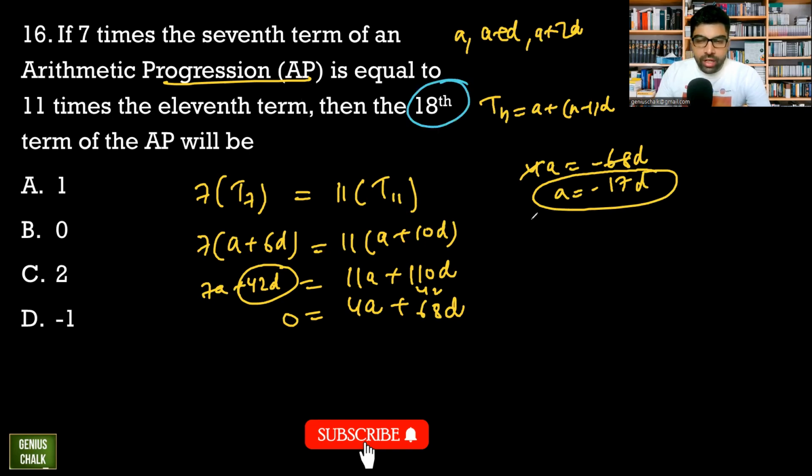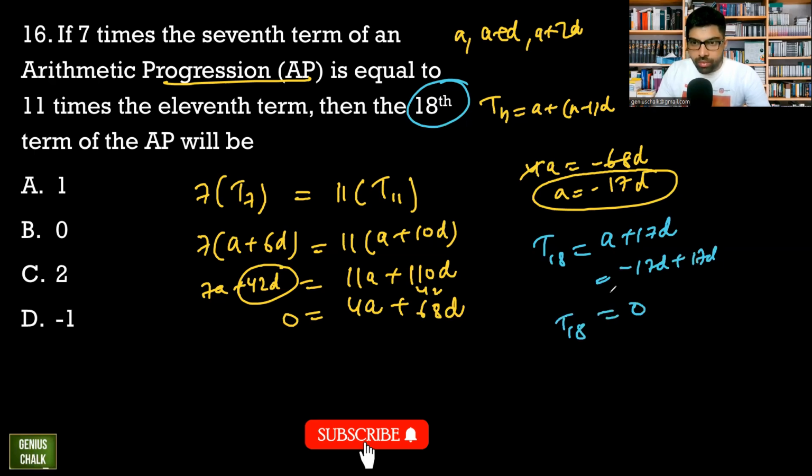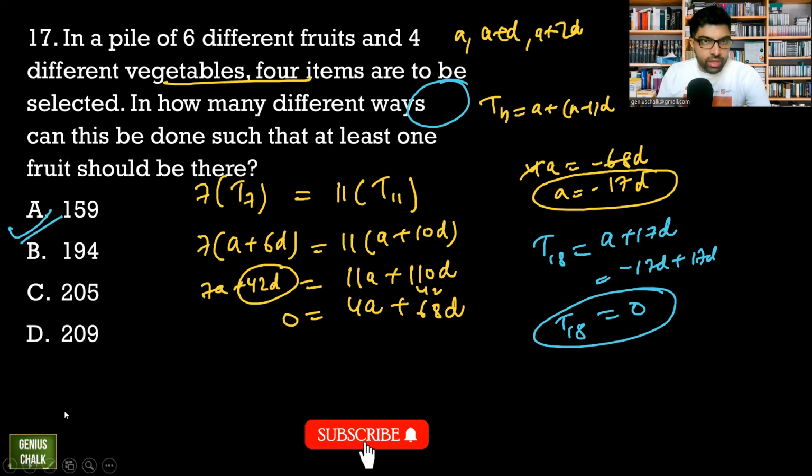Now we have to find T18. T18 means we have to find A plus 17D. A is minus 17D, so it is minus 17D plus 17D. It will be 0. So the 18th term has to be 0. Basic formula based question.